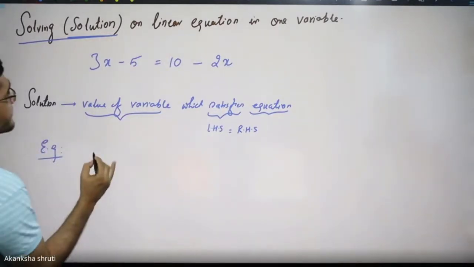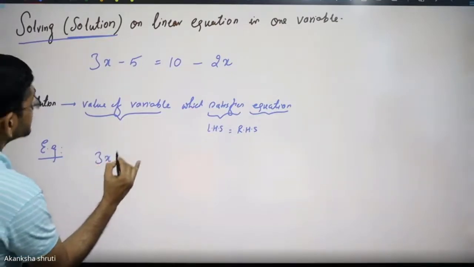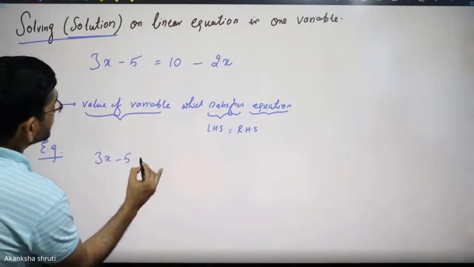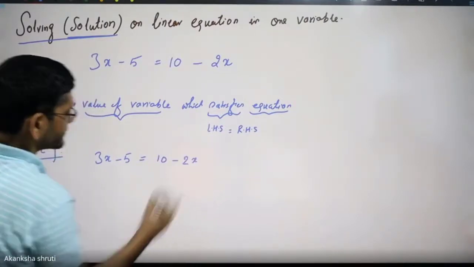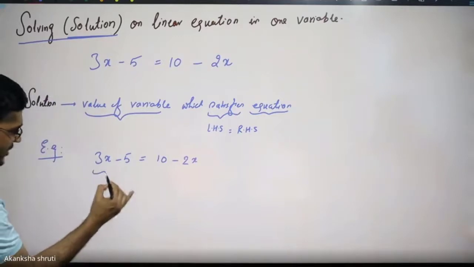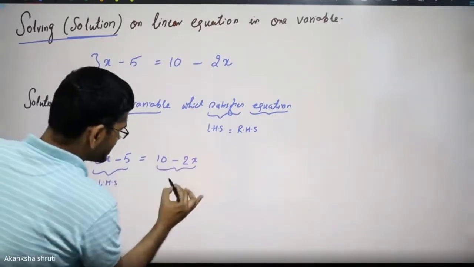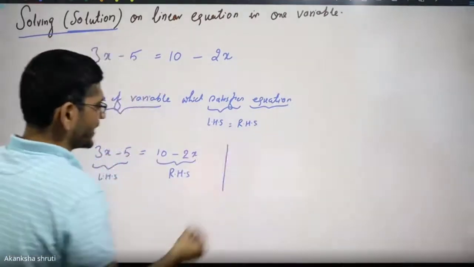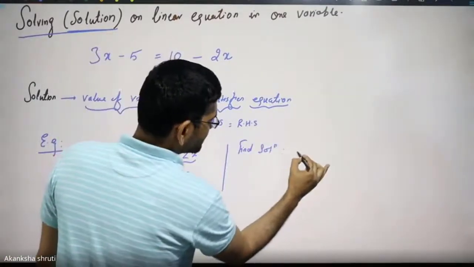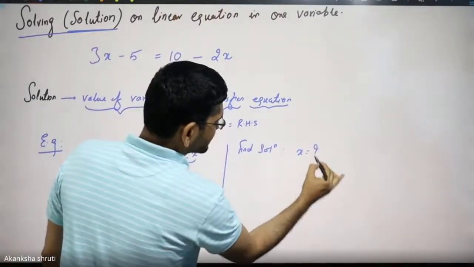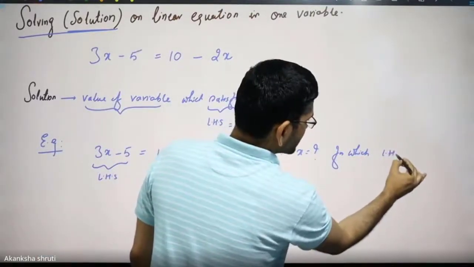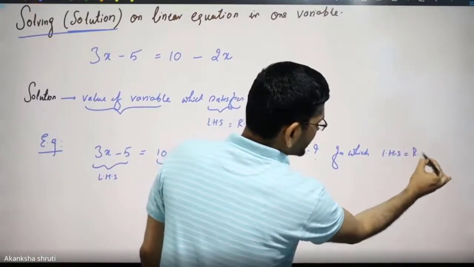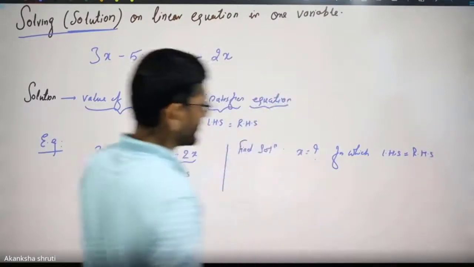The equation that we have considered is 3x minus 5 equals 10 minus 2x. This is our LHS. This is our RHS. The question is to find the solution. That simply means: what is the value of x for which the LHS becomes equal to the RHS? It is this much only.